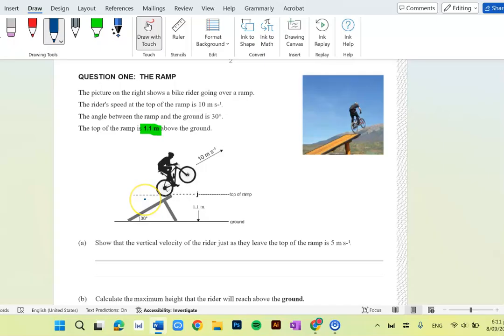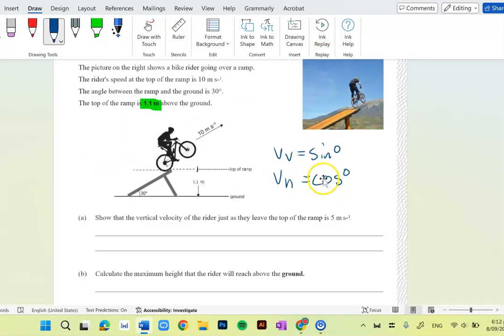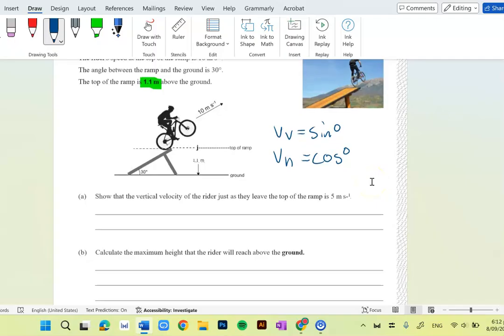All we have to do, anytime you're trying to find vertical, we always use sine. Anytime we're trying to find horizontal, we'll call it VH, it's cos. You just got to remember that. It saves you a lot of time from trying to use trigonometry. So all we have to do is go VV equals the initial speed, so 10, times sine of the angle that they've given us, which is 30. And that should give you 5 meters per second.